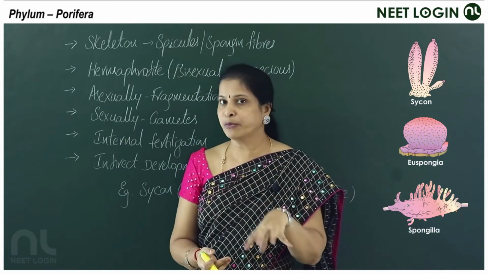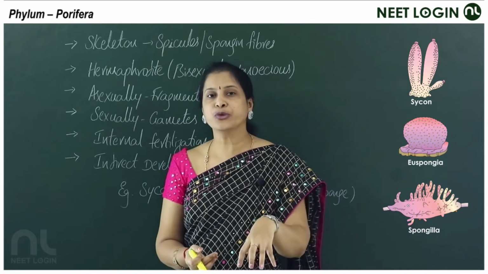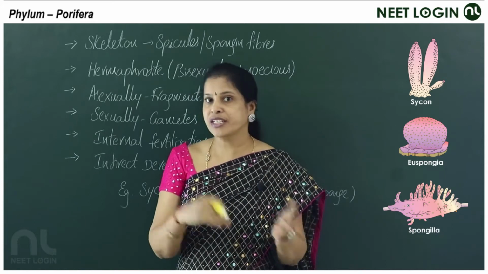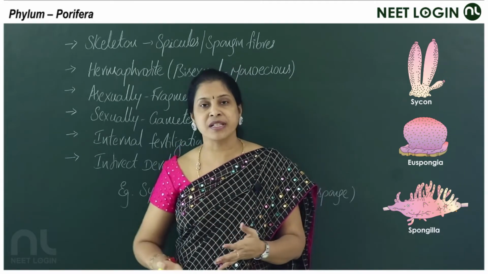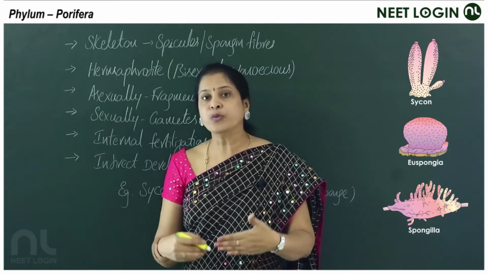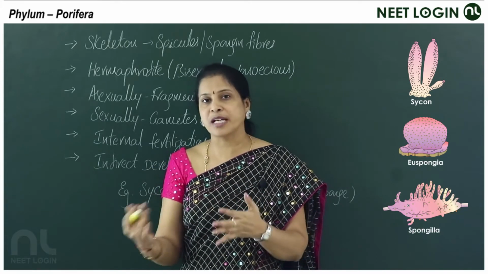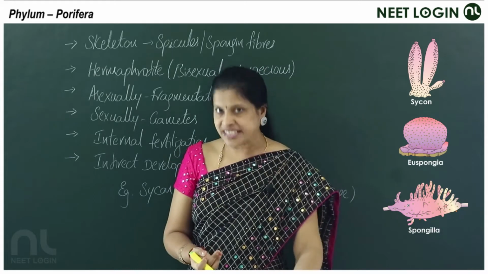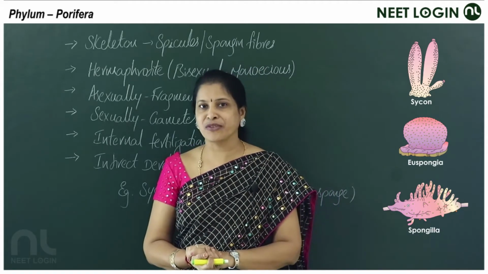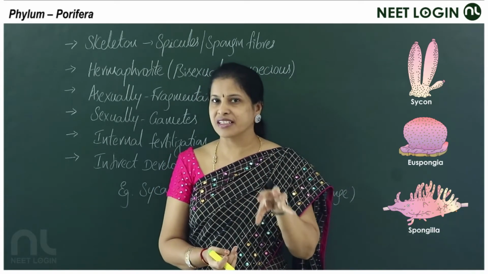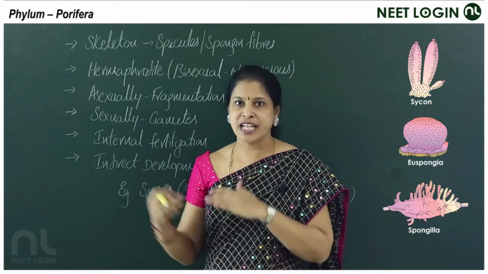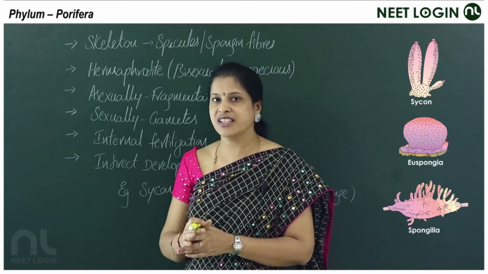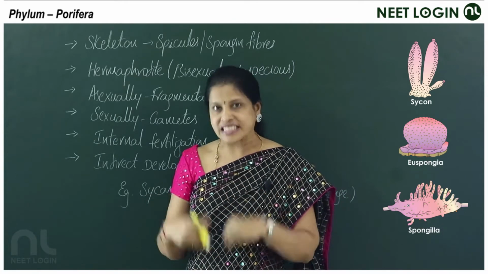So, such things you need to memorize: in which the development is direct, in which the development is indirect, and in whom the fertilization is of what type. Is it external fertilization or internal fertilization? You want to concentrate a little bit on this. So, the development is indirect because it includes the larval stage, and the fertilization is internal.